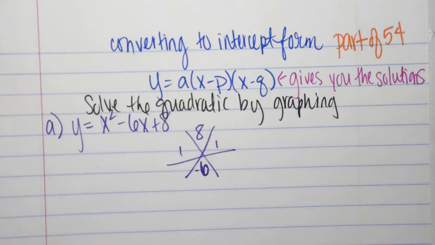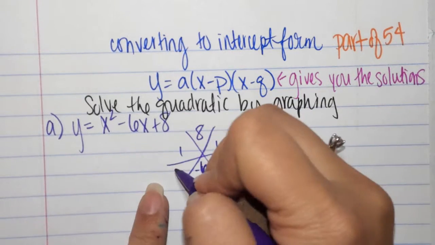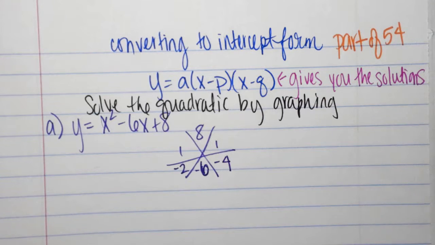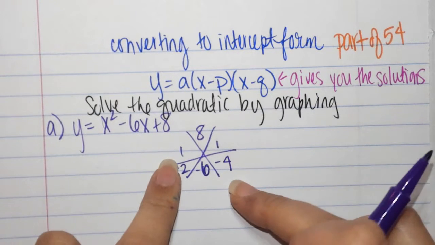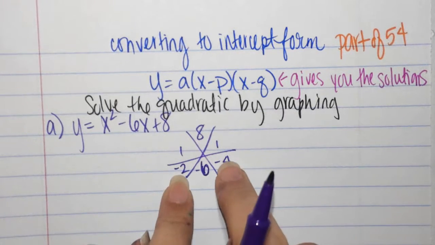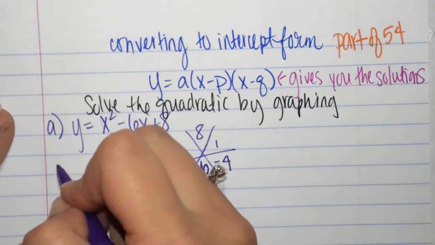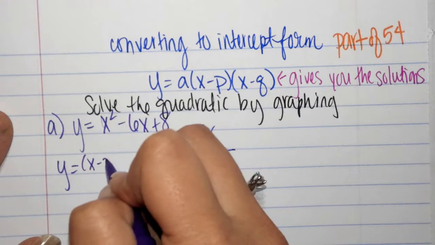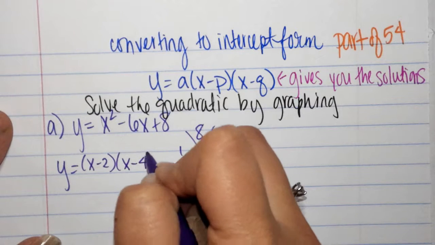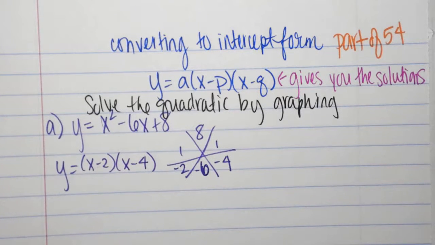Okay, what two numbers multiply to give us positive 8 and add to give us negative 6? Travis. Negative 2 and negative 4. That's not hard. Does everybody see where we got those numbers from? Yeah. Because they multiply together to give us positive 8 and they add to give us negative 6. Does everyone understand? Yes. So then you write it as y equals x minus 2 and x minus 4. Look at that. We have written it in intercept form.